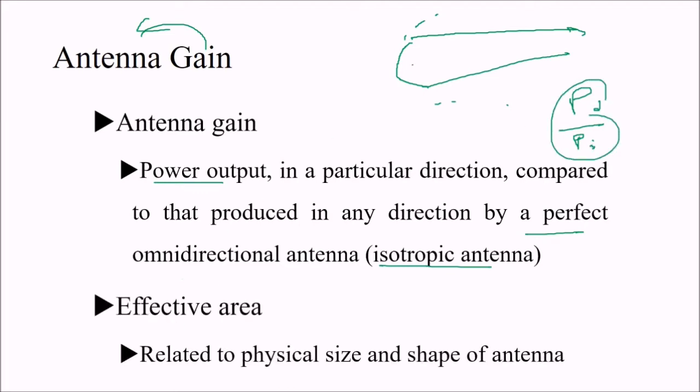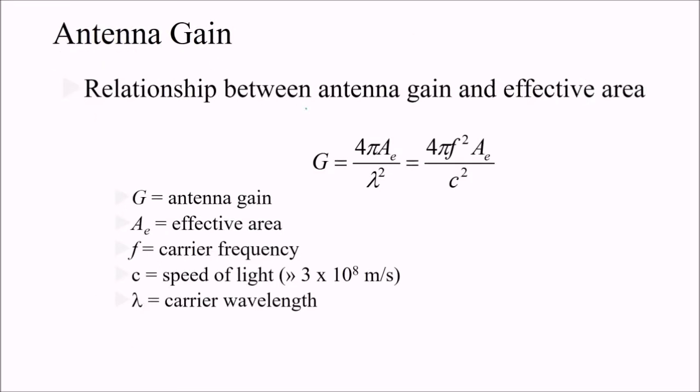What is the effective area? This is a physical property related to the physical size and shape of the antenna. This is the effective area. The relationship between antenna gain and effective area is given by this expression.